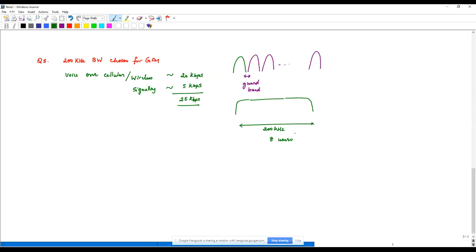8 users. But now, instead of giving each person a dedicated frequency, what we do is serve the 8 users via 8 time slots. The advantages, so this is called time division multiple access. The earlier method that I showed you was called frequency division multiple access. Now, time division multiple access is more efficient.